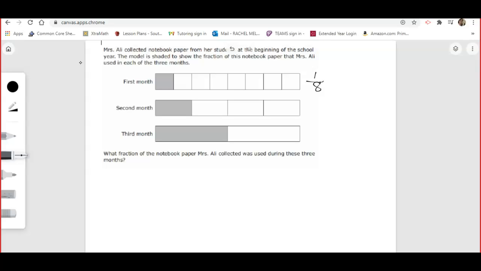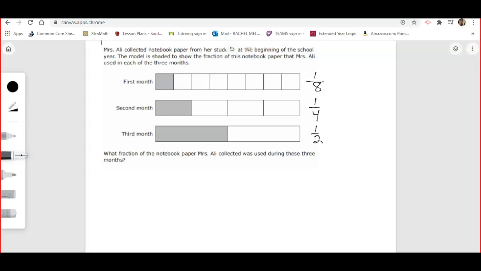All right, Anthony, what about the second month? What would we call that? 1/4. 1/4. Very good. Okay. And Sadie, what would we call the third month? 1/2. 1/2. Excellent. Okay. So it says then for the question, what fraction of the notebook paper Mrs. Ali collected, what fraction of the notebook paper Mrs.